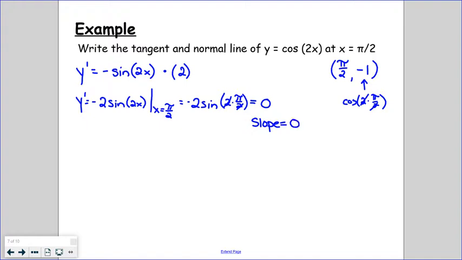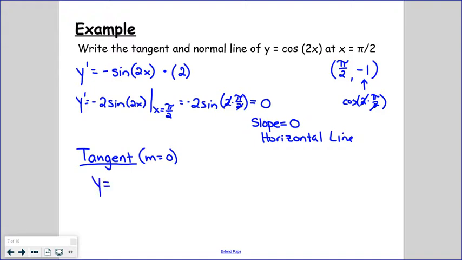Well, what kind of a line has a slope of 0? A horizontal line. So then we have to think about how we write the equation for a horizontal line, because our tangent is the one that uses that slope, right? We've got a slope of 0, or a horizontal line. Horizontal lines, what do their equations look like? Y equals, and it specifically has to go through this point. So it needs to be y equals the y value of that point, right? Y equals -1. That is the equation of our tangent line that goes through that point.